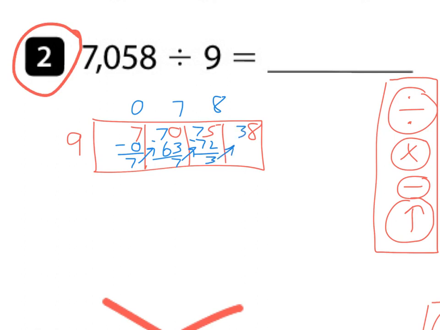Bring that 3 up. And then finally, 9 goes into 38 4 times. 4 times 9 is 36. 38 minus 36 is 2. So my leftover is 2. My remainder is 2. So we have 784, remainder 2.